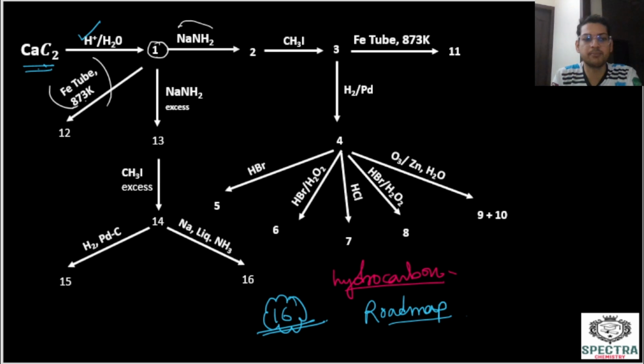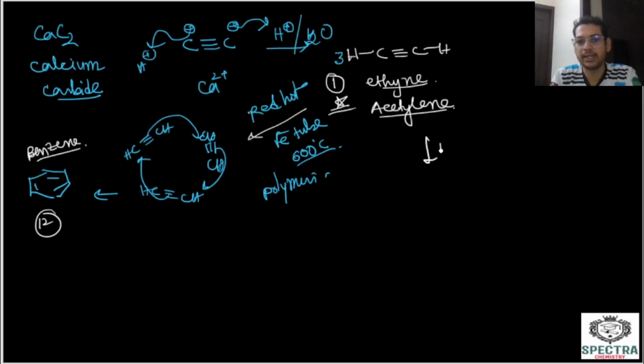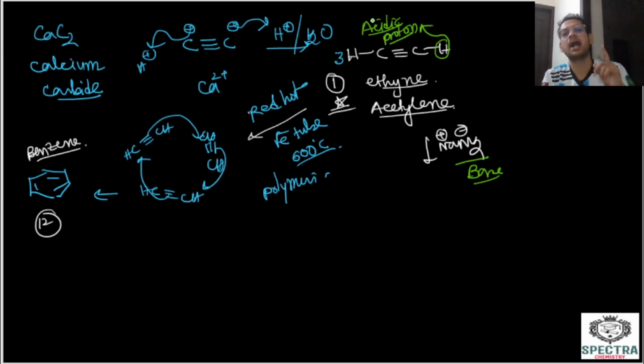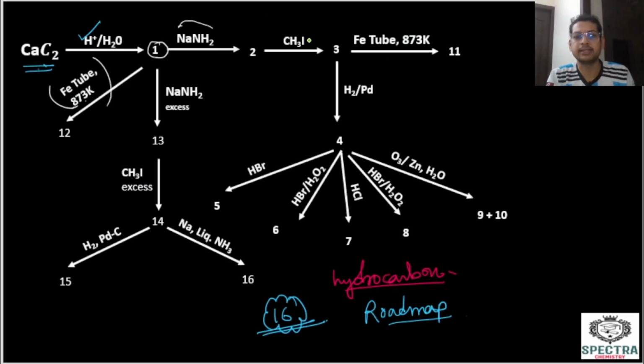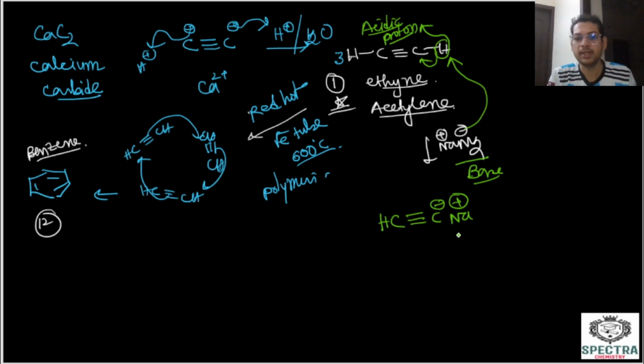Now from here, NaNH2 is given. Sir, NaNH2 means it's a base, Na plus NH2 minus. Now this acts as a base. And I told you that this hydrogen is called an acidic proton because it is bonded to an sp hybridized carbon atom. All this, the percentage of s character and everything, I have discussed in detail, right? This NH2 minus will take this hydrogen and you will get the negative charge here. So I will get HC triple bond C minus Na plus, and this will be your 2.